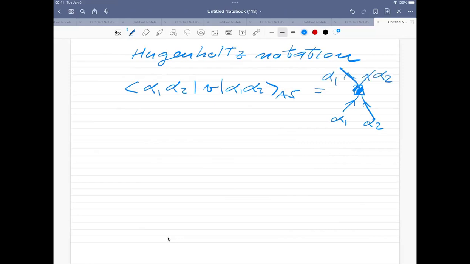What you have to do then is open the box. And that box, when you open it, will give you a direct term and an exchange term. So this gives you a more compact notation, and many people tend to use that for fermionic systems.